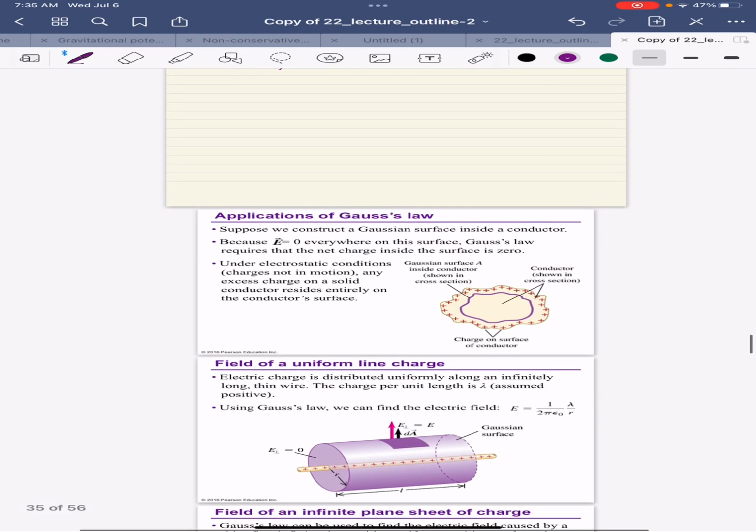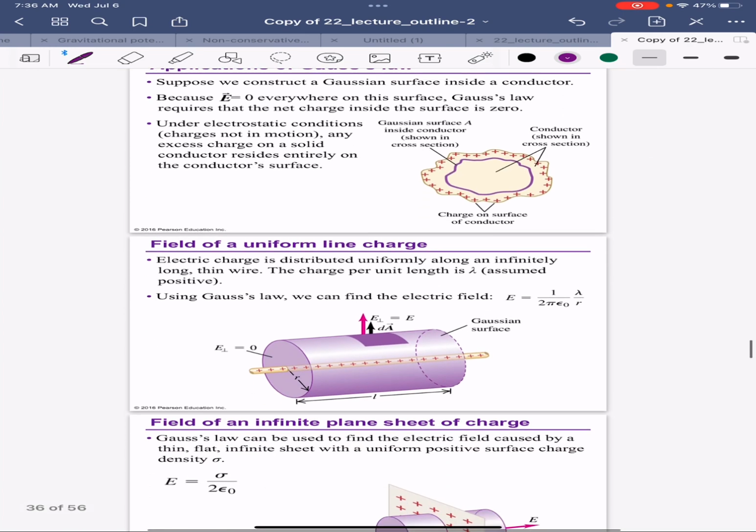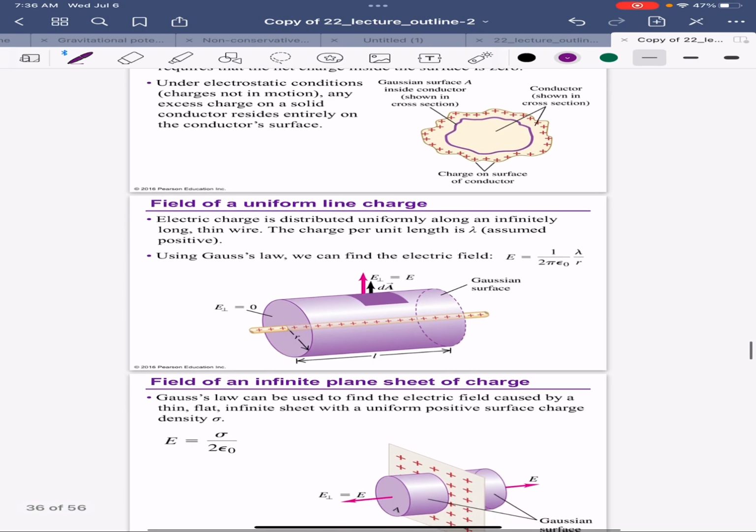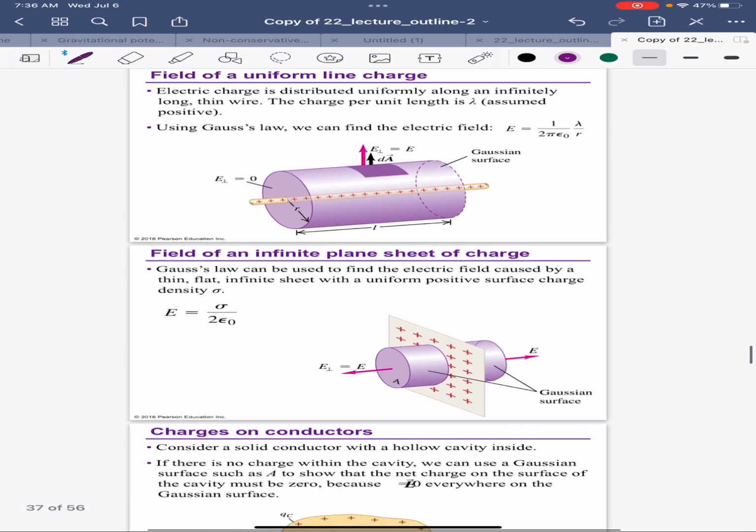Here, I'm showing you that if we have something like this, and suppose we construct a Gaussian surface inside the conductor, E is 0 everywhere, as we said. This is the problem that I solved for you.